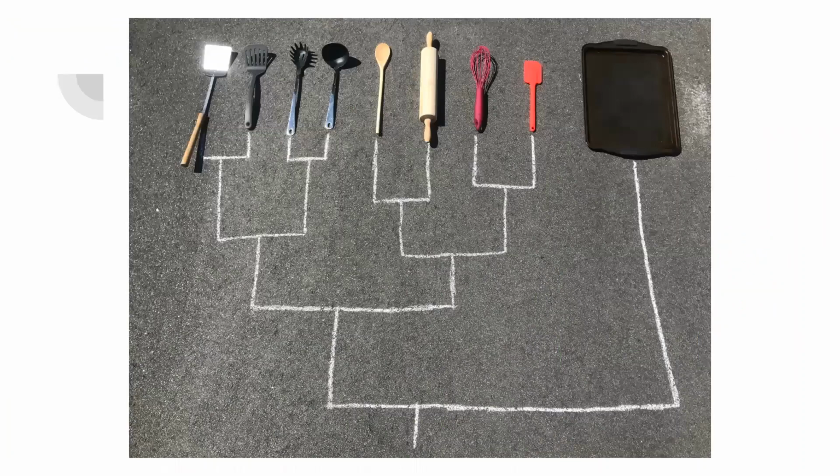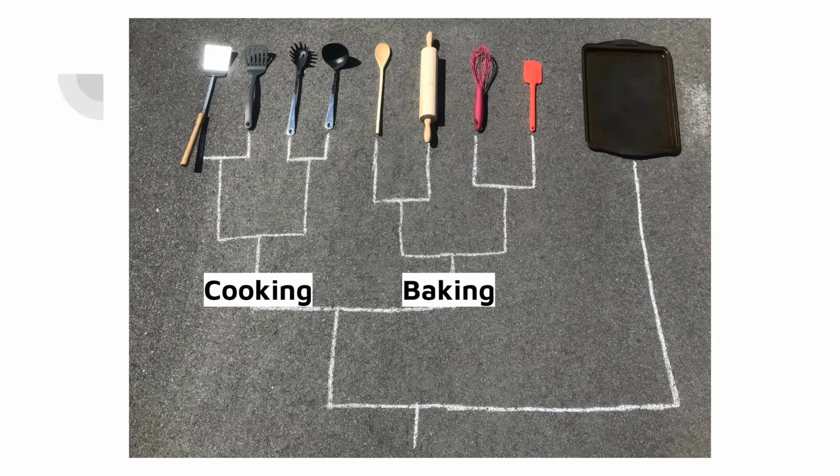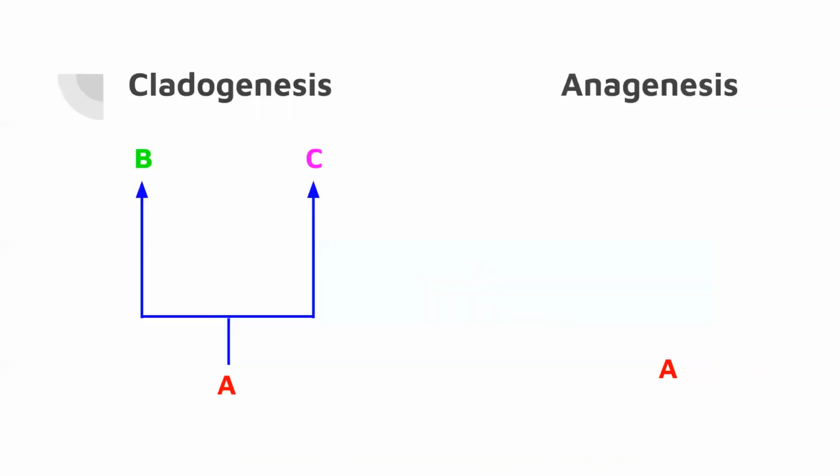After the divergence of the cookie sheets, the handheld kitchen tools have another speciation event that gives rise to the baking tools and the cooking tools. In this example, the type of lineage evolution shown is cladogenesis. Cladogenesis is when one lineage diverges into two, as we see with the baking and cooking tools. The other form of lineage evolution is anagenesis, which involves evolution within a lineage and is very rare.